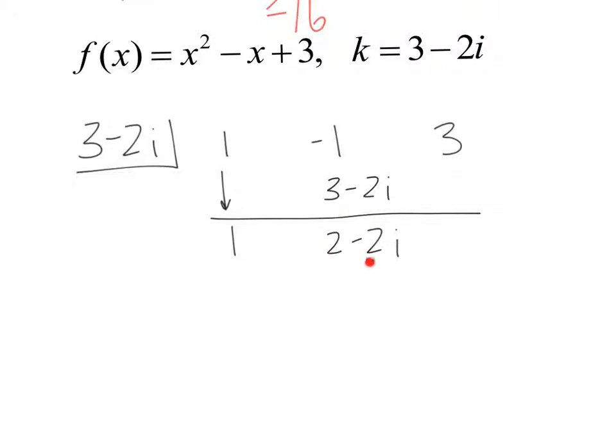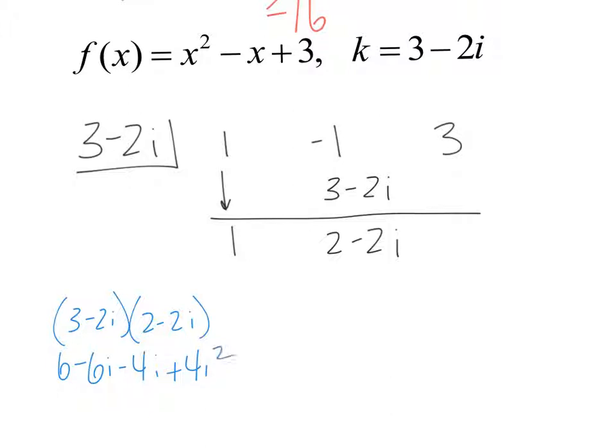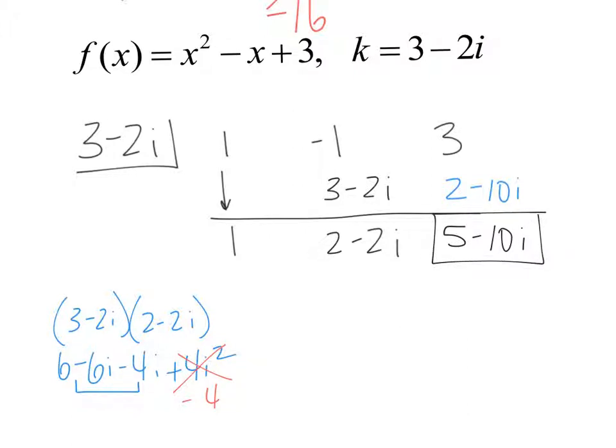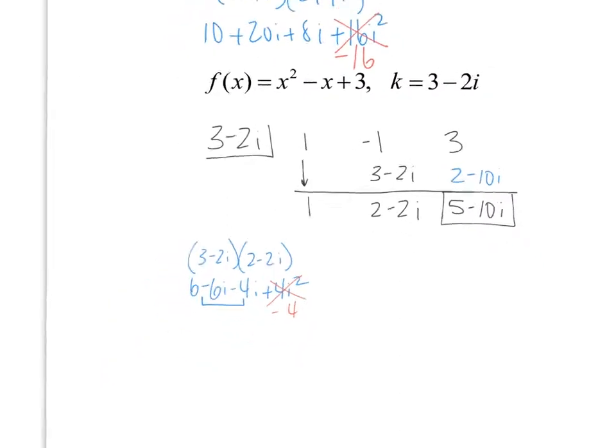And yes, I have to multiply this by this, which means I'll have to FOIL, so I'll do that off to the side. 3 minus 2i and 2 minus 2i gives me 6 minus 6i minus 4i plus 4i squared, which changes to negative 4. Let's see, I'm going to combine my 6 and my negative 4 and get 2. And I'm going to combine my negative 6i and my negative 4i and get negative 10i. And then again combine, and you can only add like terms. So we end up with just 5 minus 10i. So there's my answer when I plug in 3 minus 2i into that function.